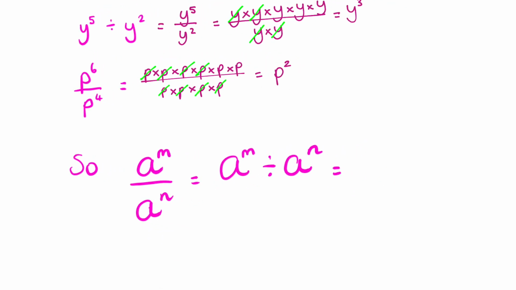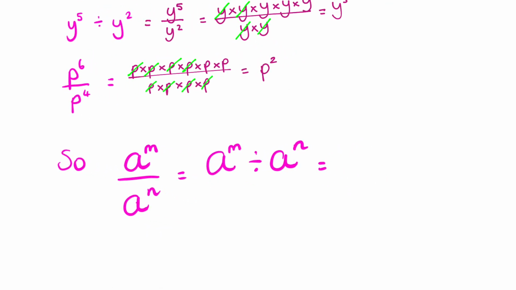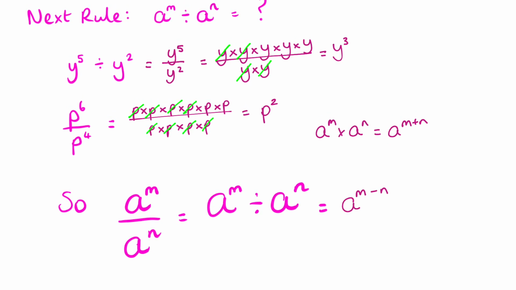Well, let's write it in here. I'm pretty sure most of you will have spotted it. It's because dividing and multiplying are inverses or opposites of each other. It's the opposite rule to when we were multiplying. So remember when we were multiplying, a to the m times a to the n was a to the m plus n. And now we're dividing, it's a to the m minus n. And we can see that in the examples that we just looked at.